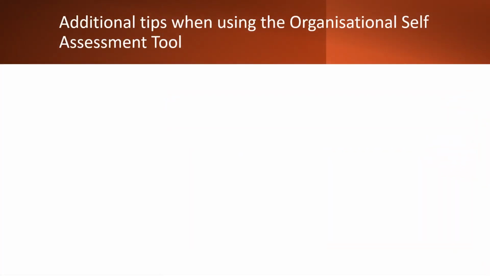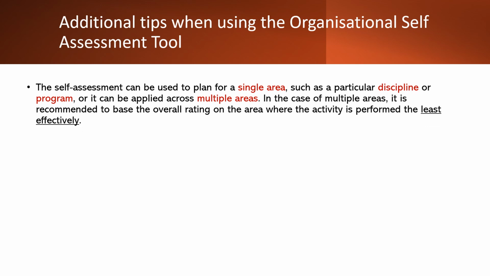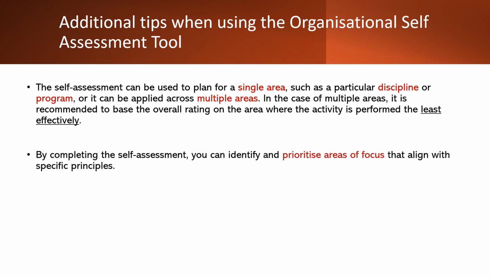So some additional tips when using the organizational self-assessment tool. It can be used to plan for a single area, such as a particular discipline or program, or you could use it to be applied across multiple areas. And in the case of multiple areas, it's recommended to base the overall rating on the area where the activity is performed the least effectively. By completing the self-assessment, you can then identify and prioritize areas of focus that align with specific principles. So that is the intention, is to actually help you to prioritize what to focus on. So don't get too caught up in the rating. It's more about trying to identify what is the priority.